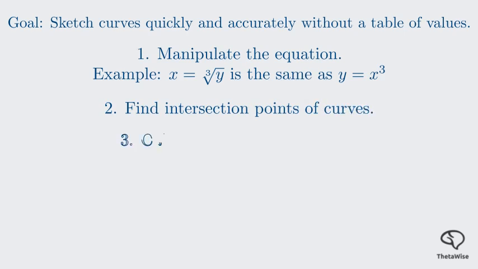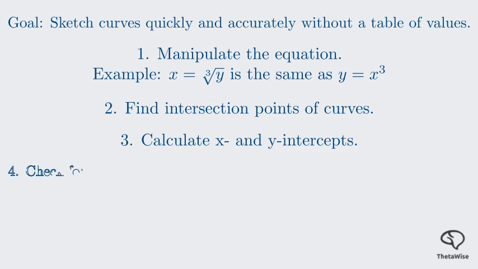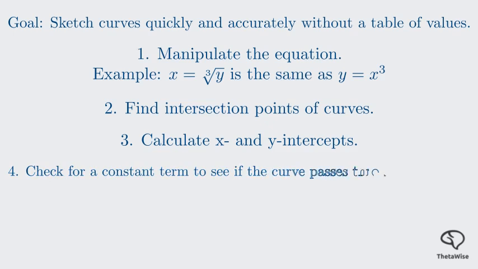Third, calculate the x and y intercepts whenever they are easy to find. An intercept is where the curve crosses the x or y axis. Remember to set the other variable to 0 to find them. Fourth, pay close attention to whether the equation has a constant term. Many curves without a constant term, like y equals x or y equals x squared, pass through the origin. However, even a small constant term like the +2 in y equals x plus 2 will shift the entire graph, meaning it will not pass through the origin.